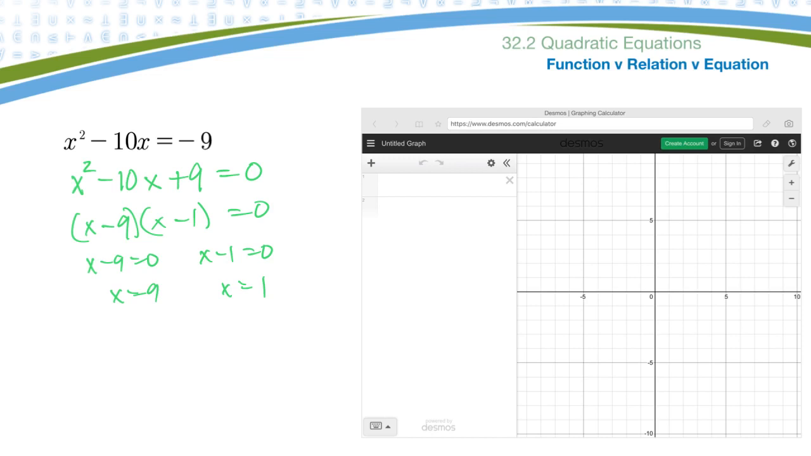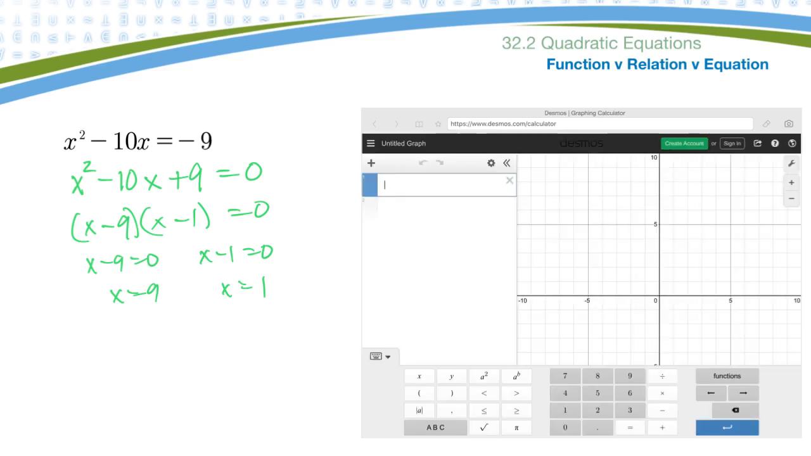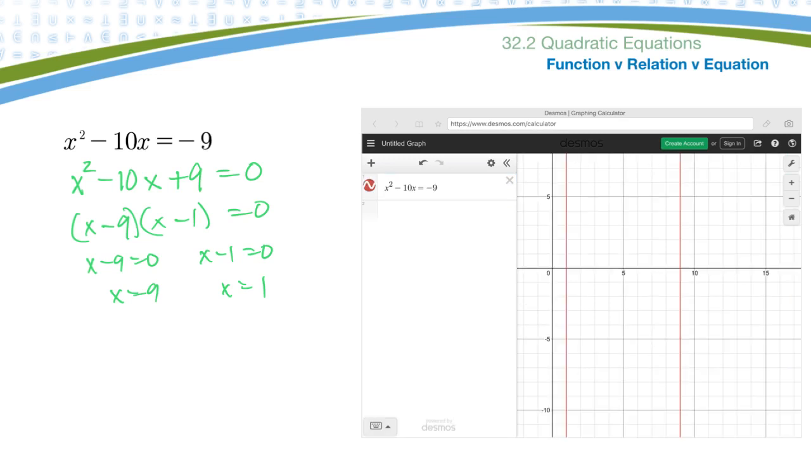And you could graph that too. Let's graph it. Okay, so x squared minus 10x. Oops, 10x. I'm just going to say equals minus 9. See what happens. Equals minus 9. Yeah, it worked. So there's the graph.